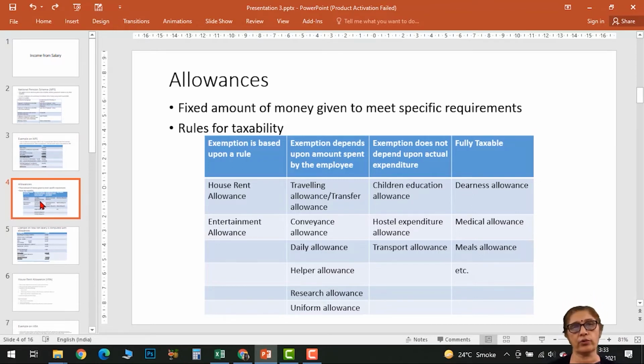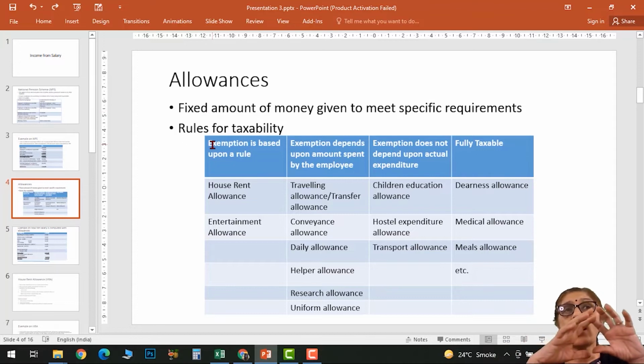Like you get DA allowance. Why do you get it? To meet the cost of inflation. You get house rent allowance to meet the cost of rent if you are staying in a rented house. You get helper allowance. Why? To meet the cost of salary you are paying to the helper. Similarly, medical allowance to meet your medical expenses. Right? So, allowances are a fixed amount of money. It can also be a percentage of basic. We have done this earlier. Basic salary is very, very important.